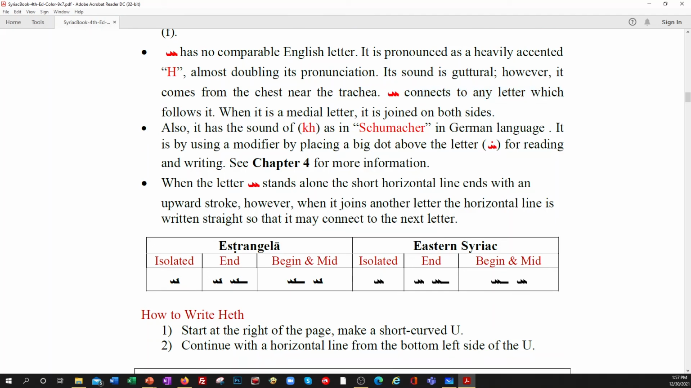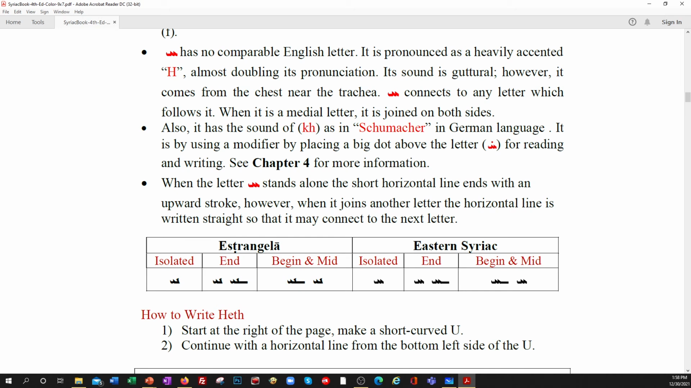However, it also has a sound like kh, ch, as in Schumacher in the German language. It is made by using a modifier, by placing a big dot above the letter ḥēth like this one. So in this book, every time you see ḥēth with a single dot above, it's going to be read ch. Only for reading and writing. When you speak, you don't need to say ḥēth with a dot above. Everyone is going to understand you.